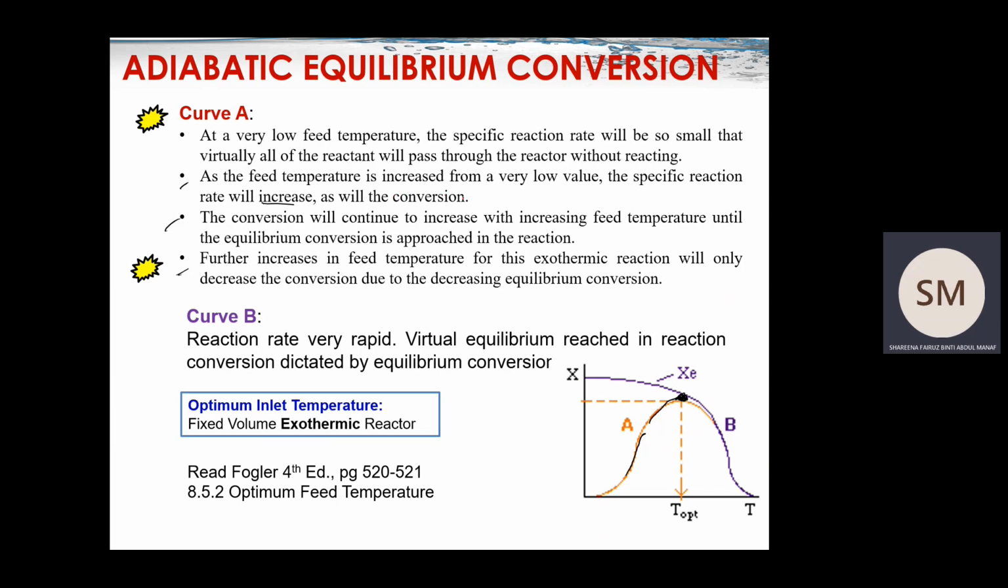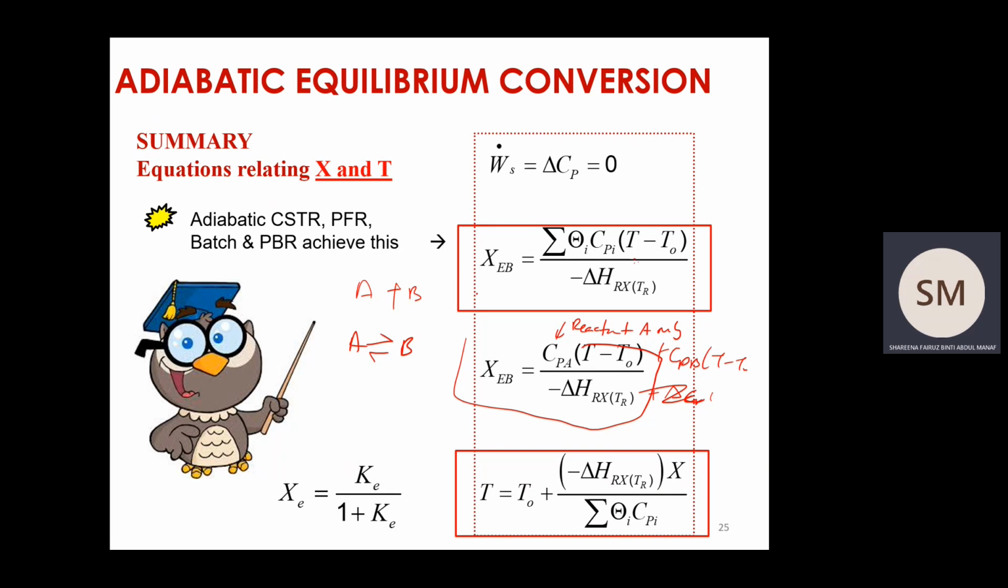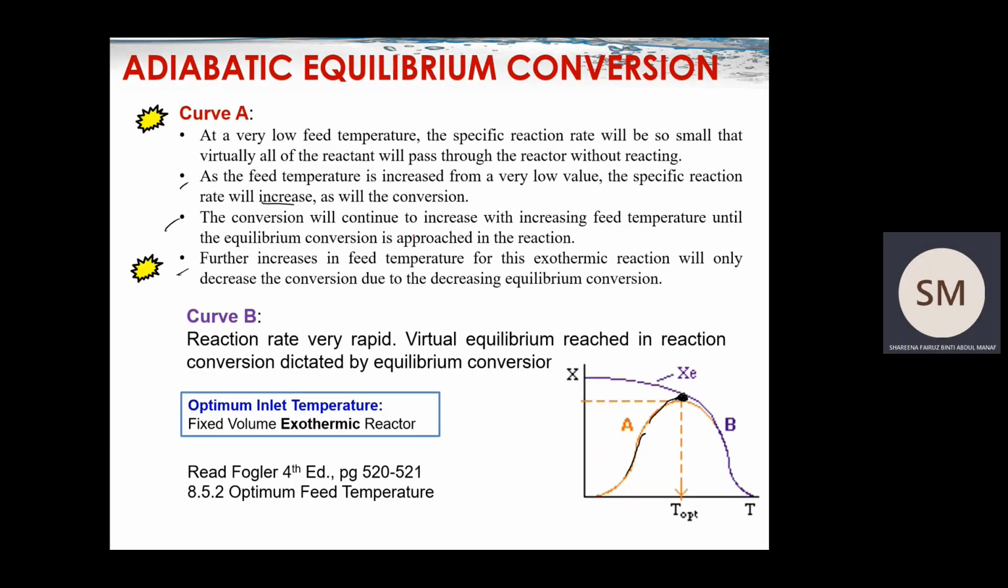Okay, so we want to know the trend again, we look at this. So the conversion will continue to increase with increasing feed temperature until the equilibrium conversion is approached. Okay, it will approach a certain point. And then a further increase in feed temperature for this isothermal reaction will only decrease conversion. Okay, so it will rise up to a point. Alright, so when it reaches equilibrium, especially when it touches the X_E and X_EB, it will go down again, decreasing the equilibrium conversion.